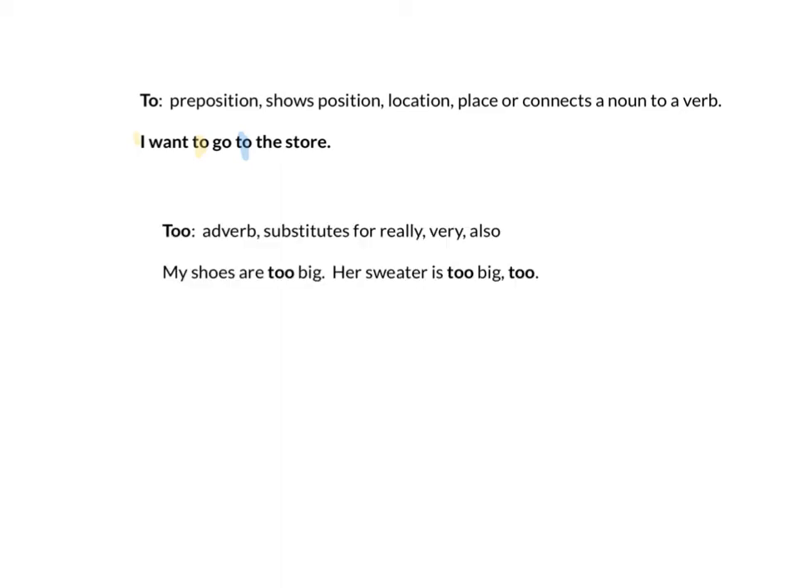The second to, too, is an adverb, and typically it is used to substitute for words like really, very, and also. So in the sample, my shoes are too big. In this case, too big means they're really big or they're very big. In the second part of the sentence, her sweater is too big too. Her sweater is very big. Her sweater is really big. And then the second too after the comma means also.